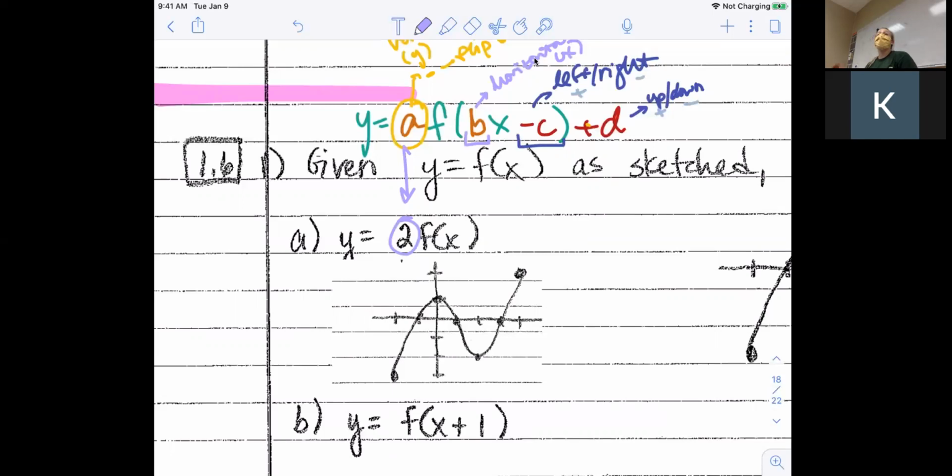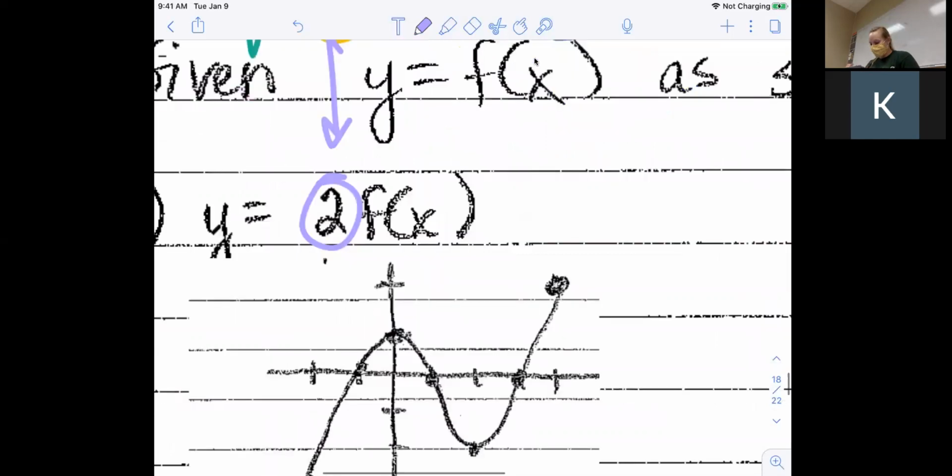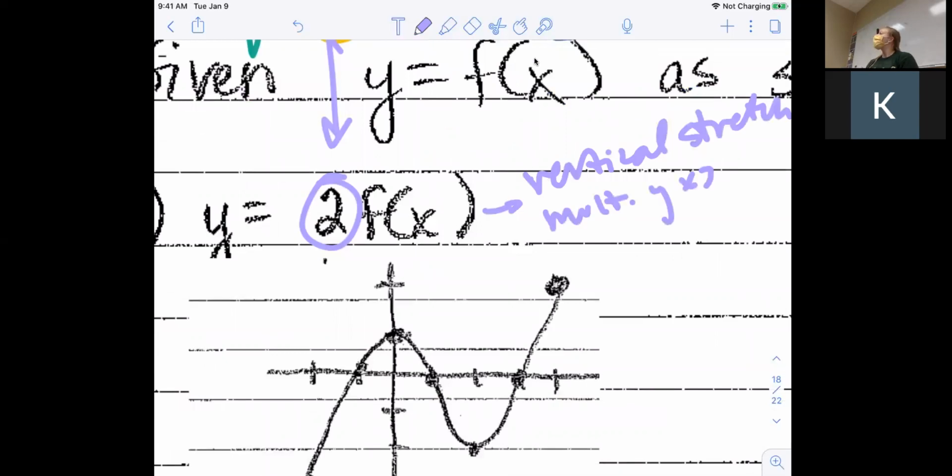You're going to draw a brand new graph for every problem. What I'm going to do is lay the new graph on top of the old one so you can see how they relate to each other. So what we're doing is a vertical stretch of 2, and I'm going to physically multiply my y's by 2. In order to achieve that vertical stretch, you're just going to multiply all the y's by 2.